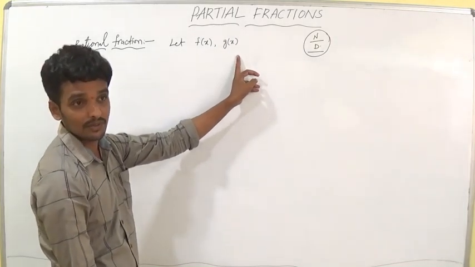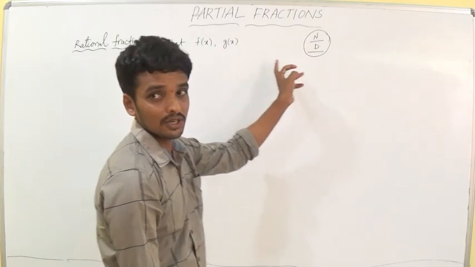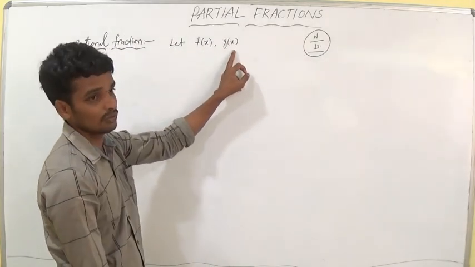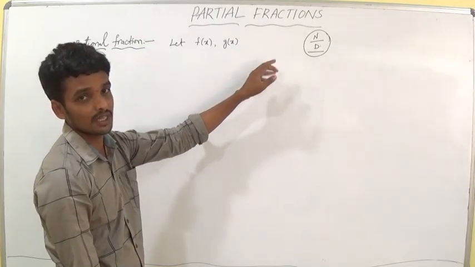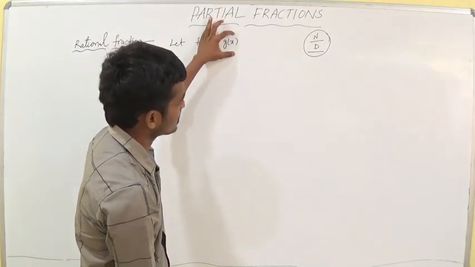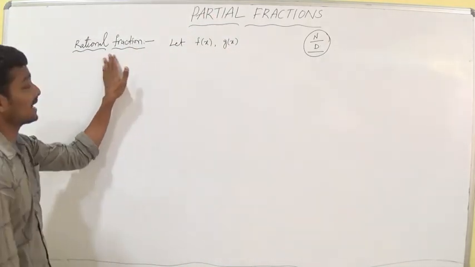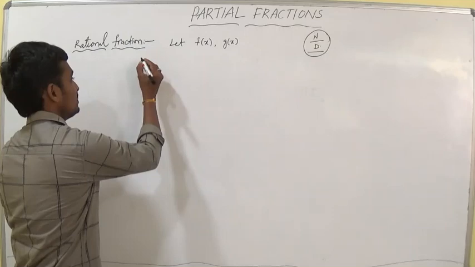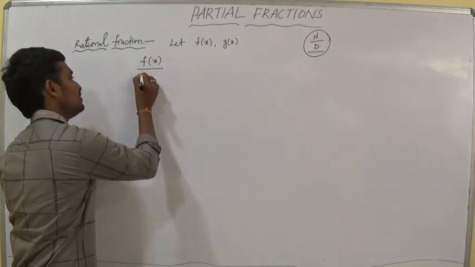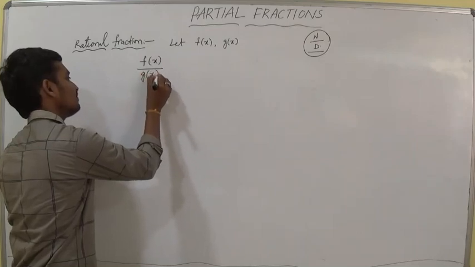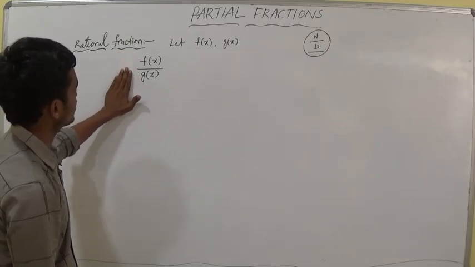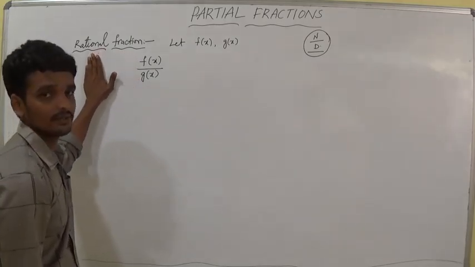What is the definition of a rational number? The numbers which are in the form of p by q. That means if we have the numbers 1 and 2, we write 1 by 2. 1 by 2 is a rational number. In the same way, we write the 2 functions in rational form. That is denoted by f of x by g of x. F of x by g of x is a rational fraction.